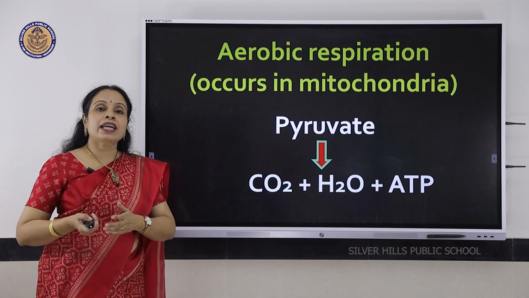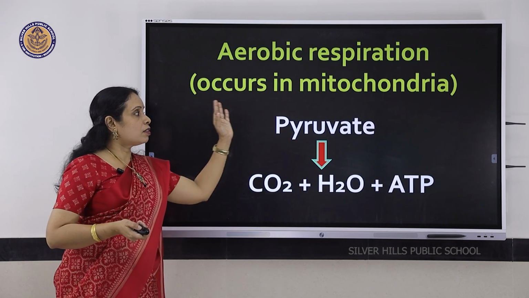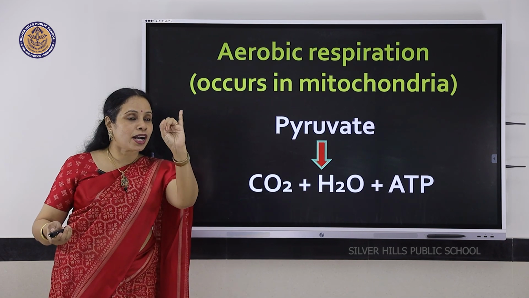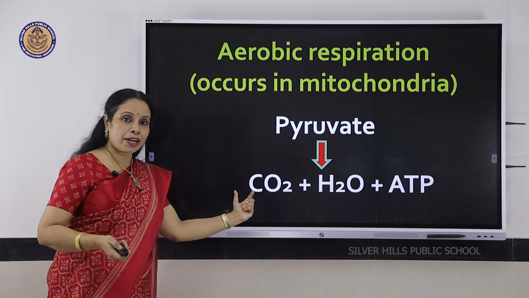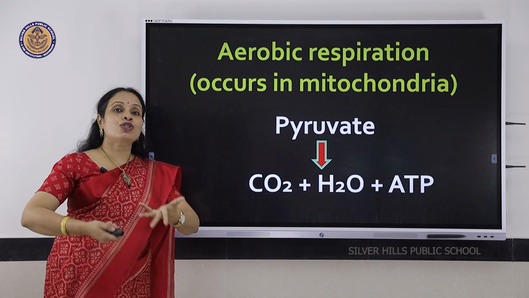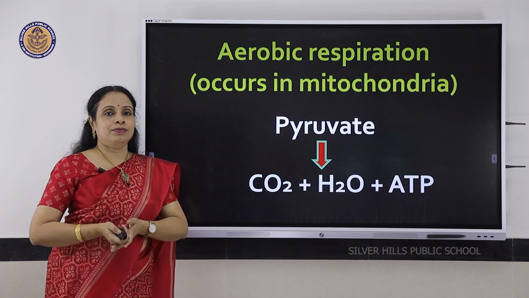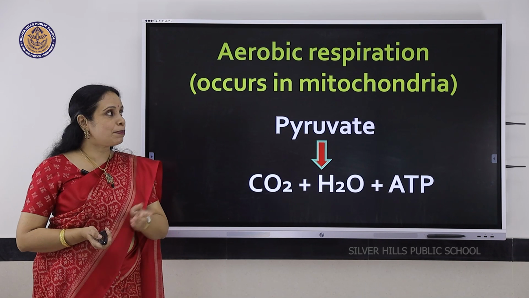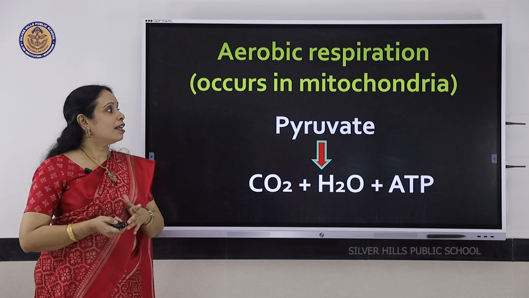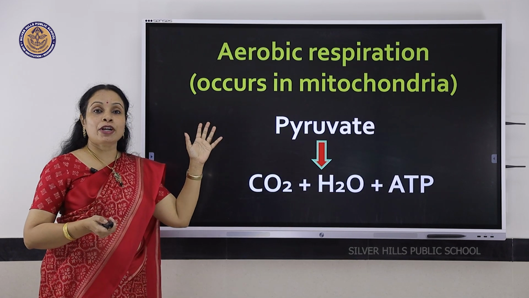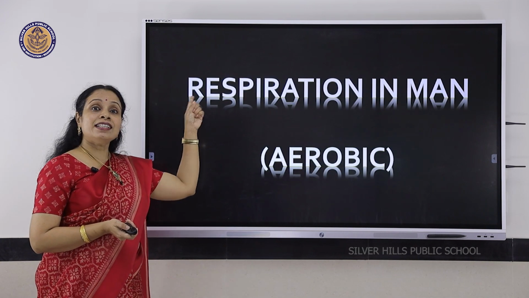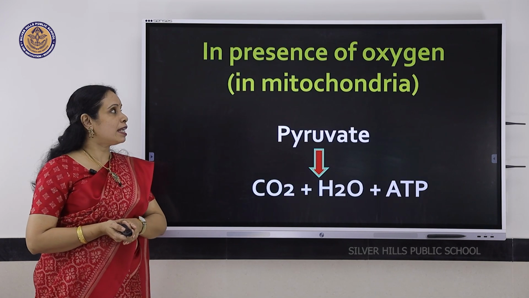So what is happening during aerobic respiration? The 3-carbon compound called pyruvate is completely broken down into the 1-carbon compound, that is carbon dioxide. Water is also produced and large amounts of energy liberated. So the maximum amount of ATP will be produced by aerobic respiration, the reason being glucose and pyruvate are completely broken down. So let's see the details of aerobic respiration in man.